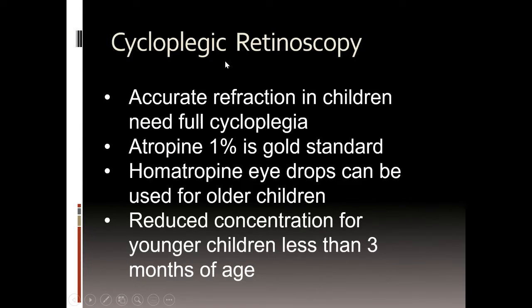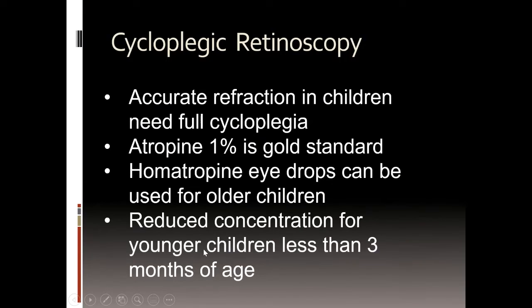Second most important thing before talking about strabismus is cycloplegic retinoscopy. Lot of problems are there in our examination, mainly because we do not control accommodation. Atropine is still the gold standard. There is no change in that. Home atropine eye drops can be used for older children. Yes, it is used even in private practice. We use home atropine eye drops if we want to have accurate refraction with adequate cycloplegia. You can reduce the concentration for younger children less than 3 months of age, which means that if you are using home atropine 2%, you can use 1% if the child is young.